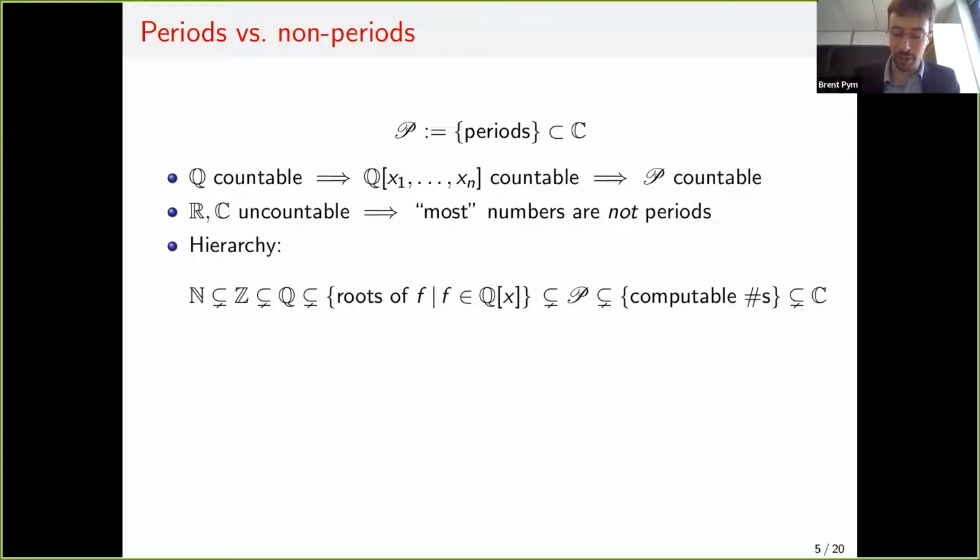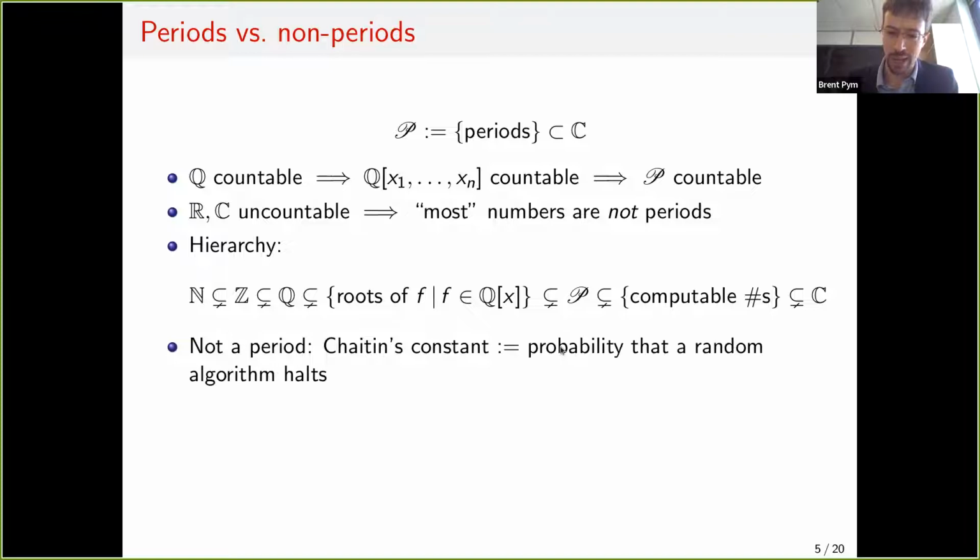But actually most numbers are not computable. Most complex numbers are not computable. So there's this whole hierarchy of different classes of numbers. An example of a number which is not a period would be Chaitin's constant. Chaitin's constant is something from computer science. It's somehow the probability that a random algorithm will halt instead of going on forever. It's known that Chaitin's constant is not a computable number, and therefore it can't possibly be a period.